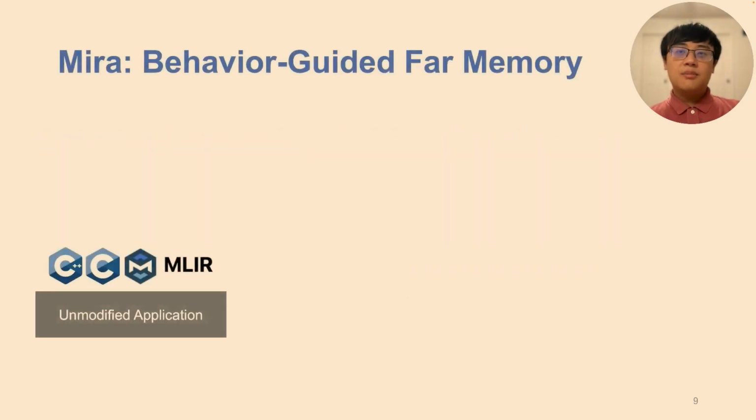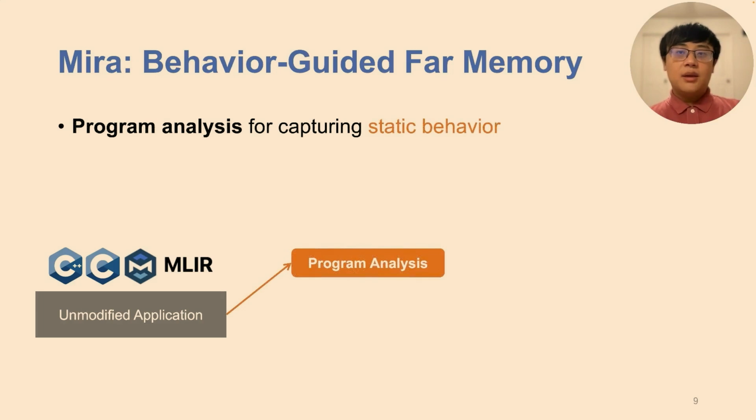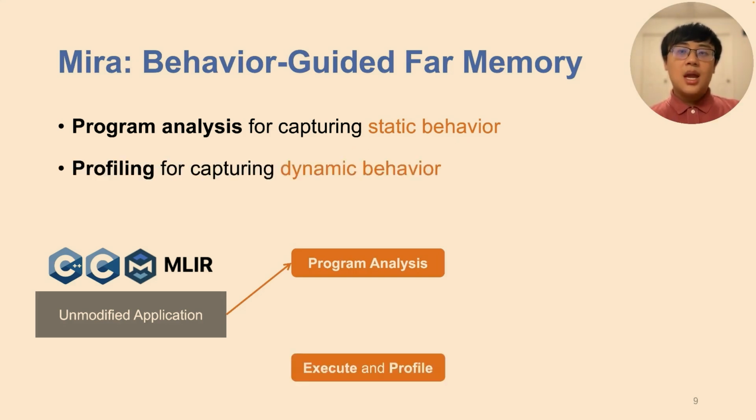Our solution is Mira, a behavior-guided file memory system. Mira starts with unmodified applications. First, Mira uses program analysis to capture the static behavior, including the access sequence, data locality, and many other things. Then, Mira uses the profiling collected during the execution to capture dynamic behaviors, including the object size and execution overheads.